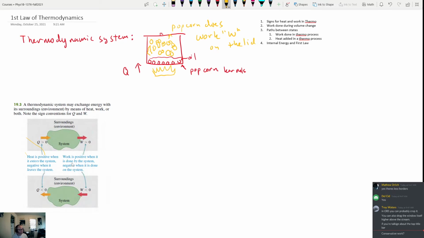Conservative work. What do you mean? Like as in conservative force versus non-conservative force? Is that what you're asking about?